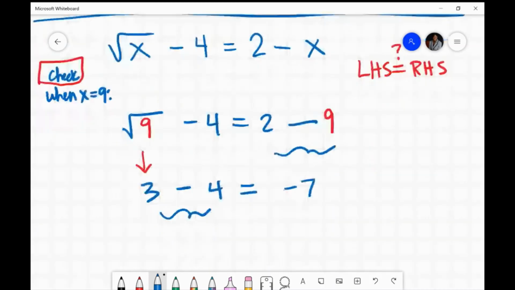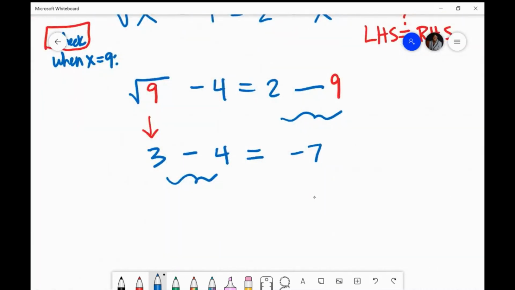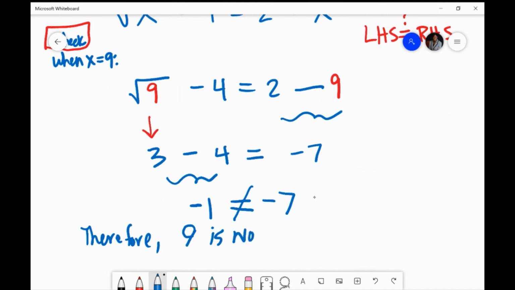What's 3 minus 4? 3 minus 4 is negative 1, right? Does negative 1 equal negative 7? No, of course not. So therefore, we know 9 is not the solution to this problem.